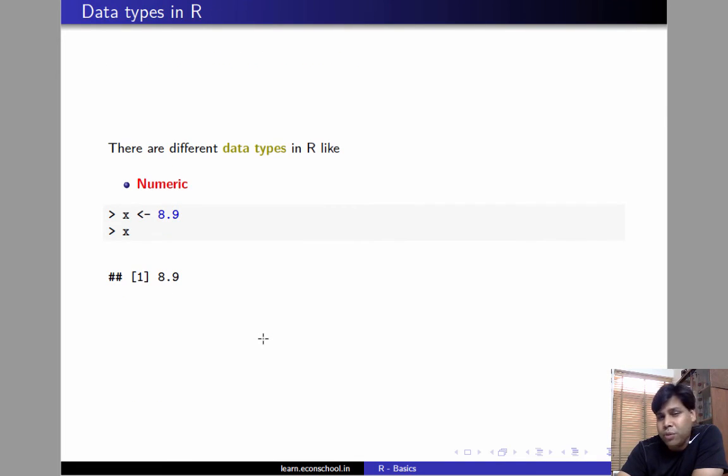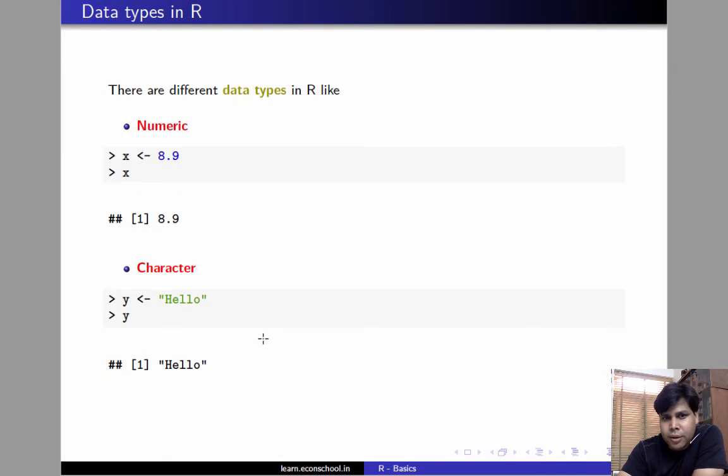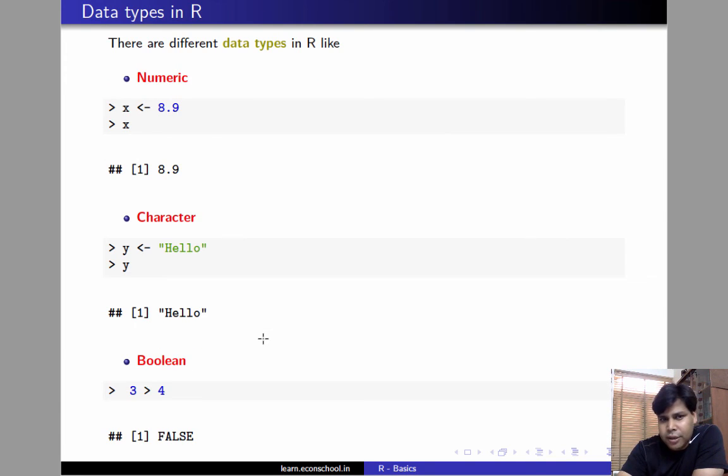In this course, we'll be basically using the following data types. The first one is numeric. We have just seen that. So for example, if you want to assign value 8.9 to x, then x takes numeric value. And when we just assign value hello to y, and we place hello inside the quotes, then y takes character value. And there is another data type which we haven't discussed yet, and that's a boolean.